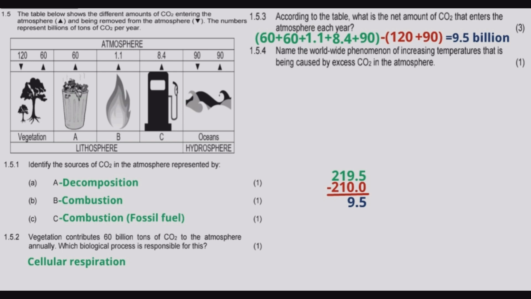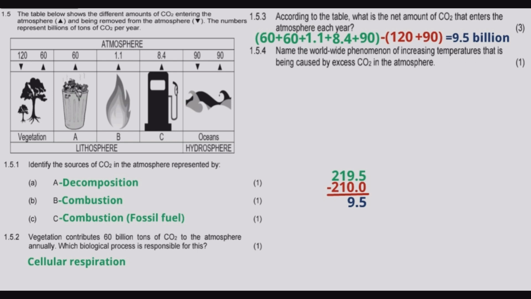Okay, so the bad part of it is that this 9.5, if it's brought into an actual scenario, is the carbon dioxide that is added into the atmosphere per year. There is nothing that is removing carbon dioxide from the atmosphere, so this will keep on accumulating. That's why it is also invoking global warming. So the correct answer is 9.5 billion, and this is how you do the calculation, just like I've demonstrated.